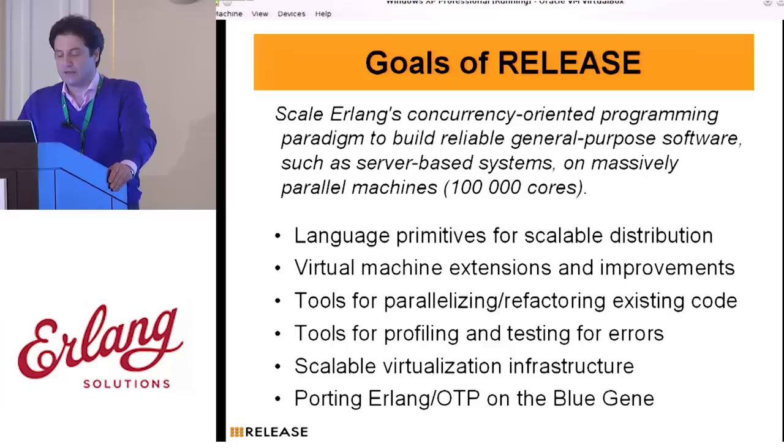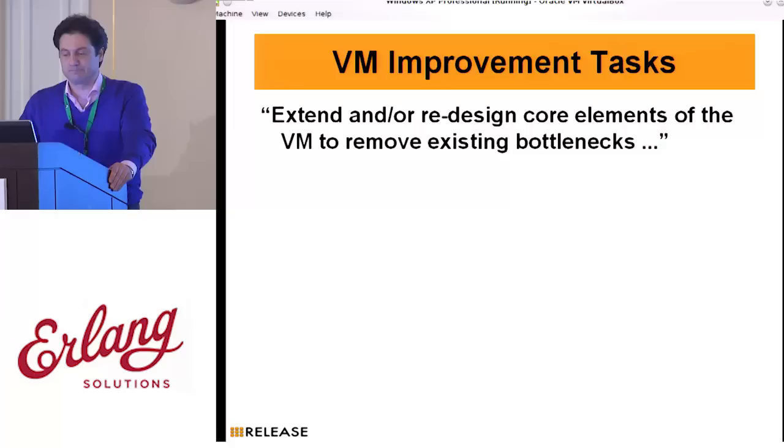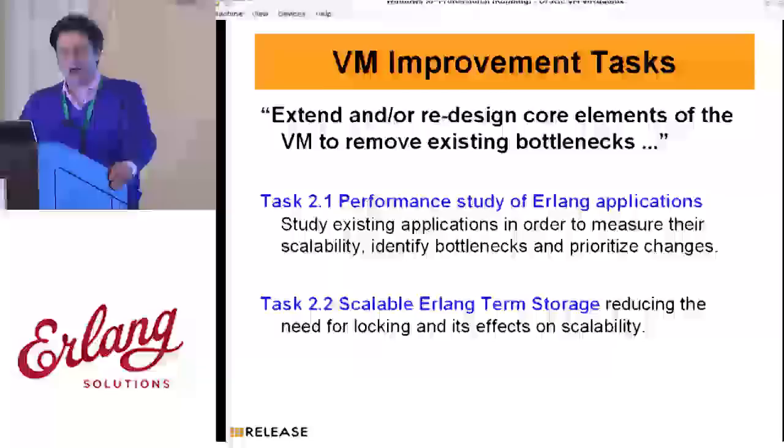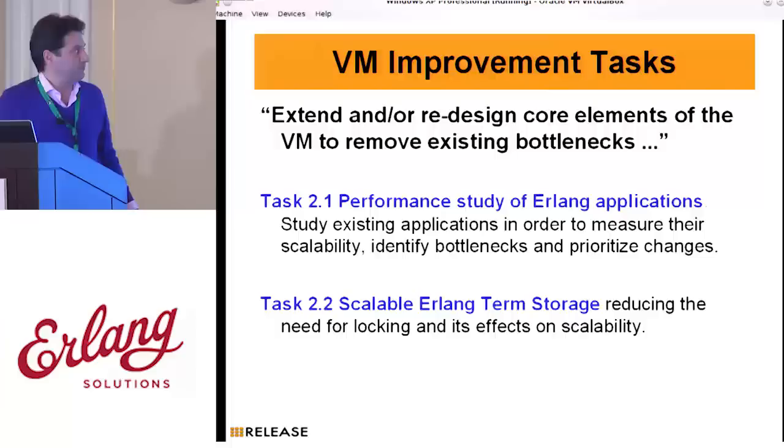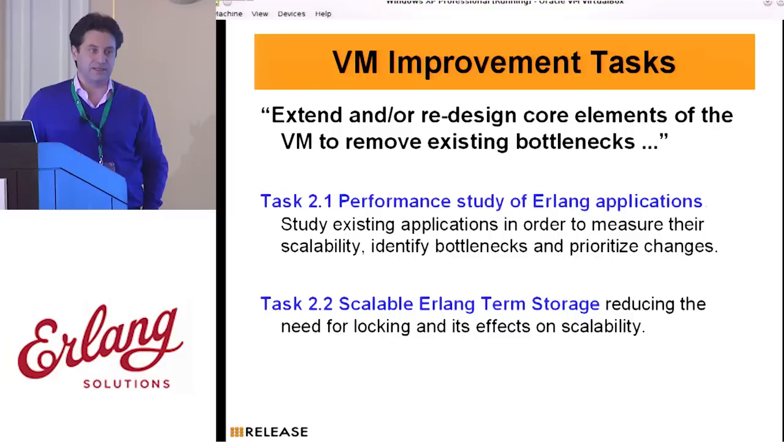So this talk is concerned with the virtual machine extensions and improvements that have happened in the system. And this is roughly what we are doing. We are extending and redesigning core elements of the VM to remove some bottlenecks that might exist there. As part of this, we have been investigating the scalability of various Erlang applications, starting from small benchmarks but extending this to applications, and trying to identify bottlenecks and prioritize the changes. We are designing a more scalable Erlang term storage. Part of it is already in Erlang OTP. Some other part we are trying to work on together with the Ericsson team to see if we can squeeze some fancy changes in there.